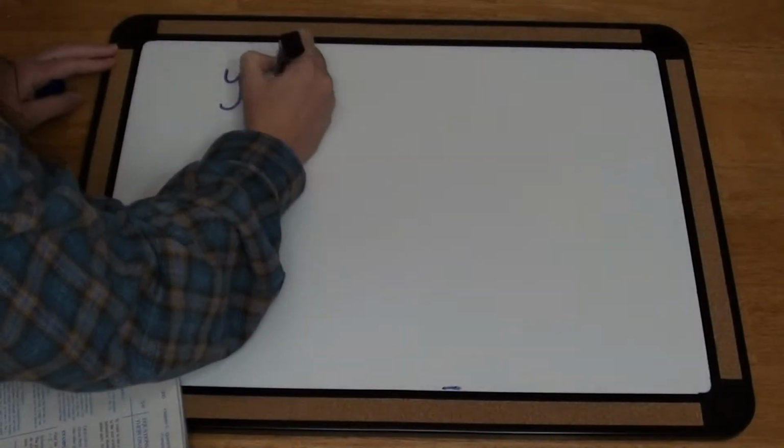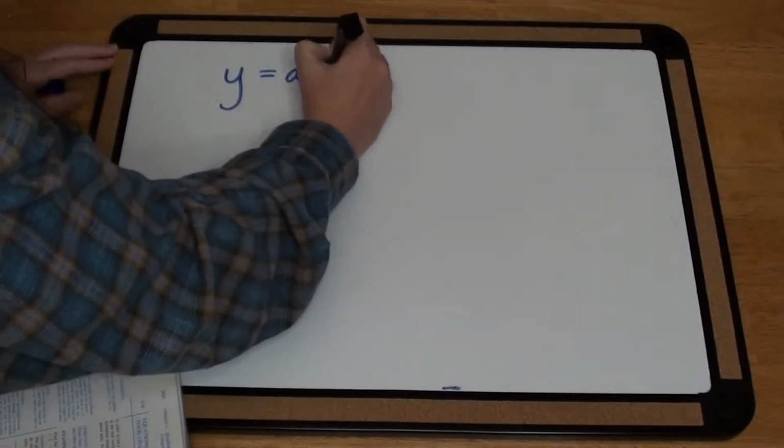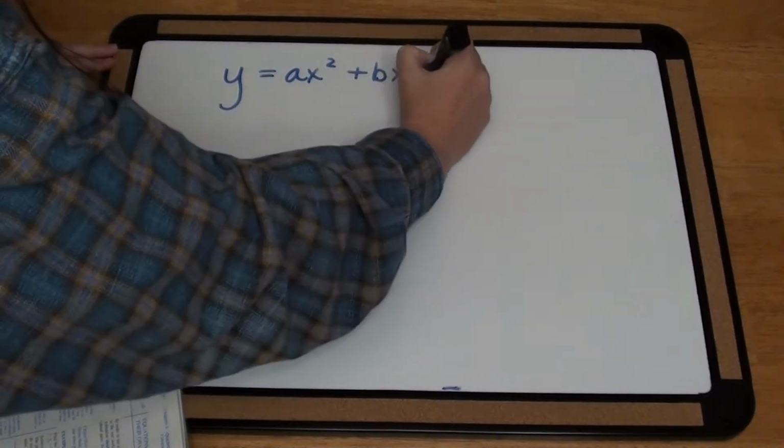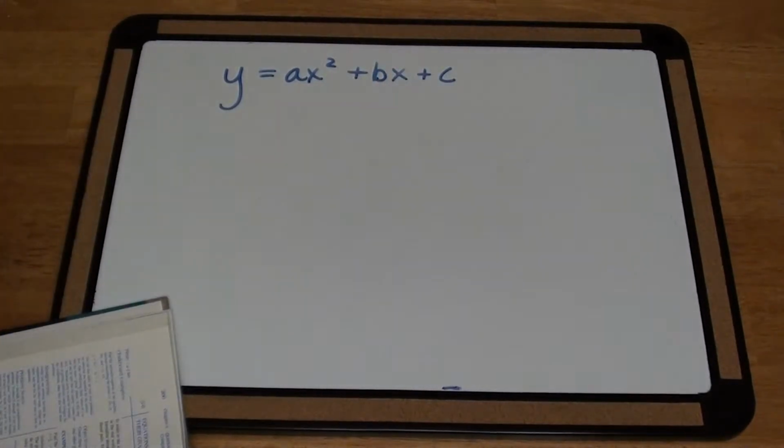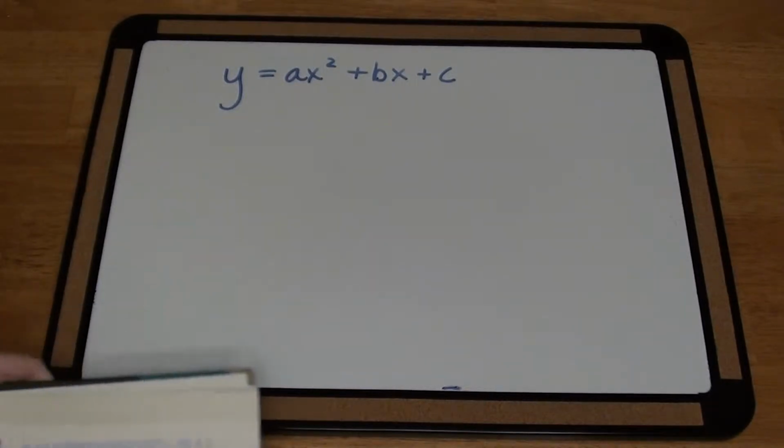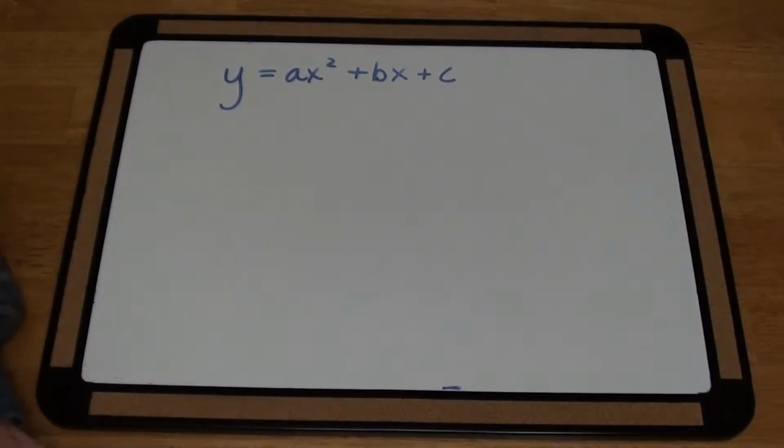What is the standard equation of a quadratic? Here you have it. Y equals ax squared plus bx plus c. That's the standard equation. Now, what we have here, basically, is a bunch of things we don't know. We don't know x, we don't know y, we don't know a, we don't know b, we don't know c.